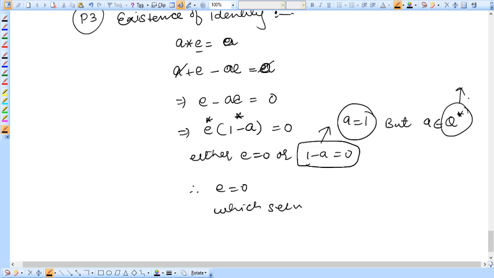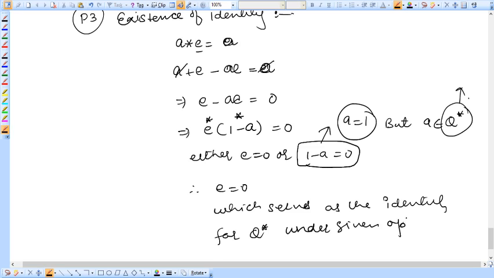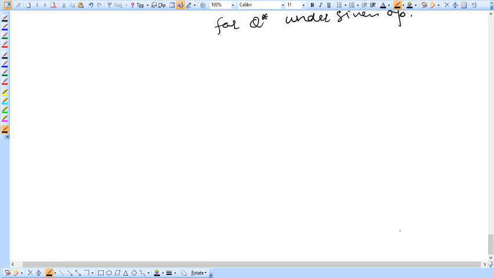which serves as the identity for Q star under the given operation. Okay, now fourth property, existence of inverse.